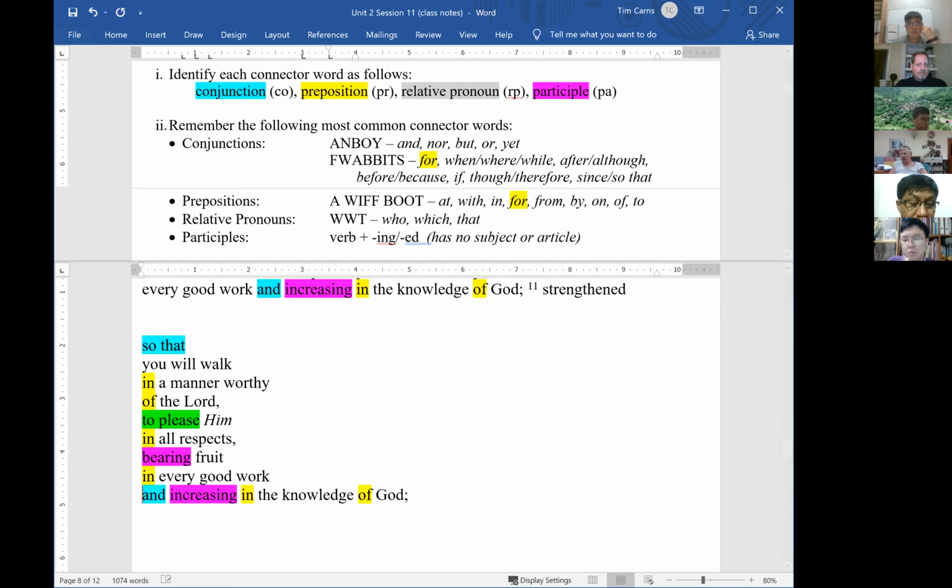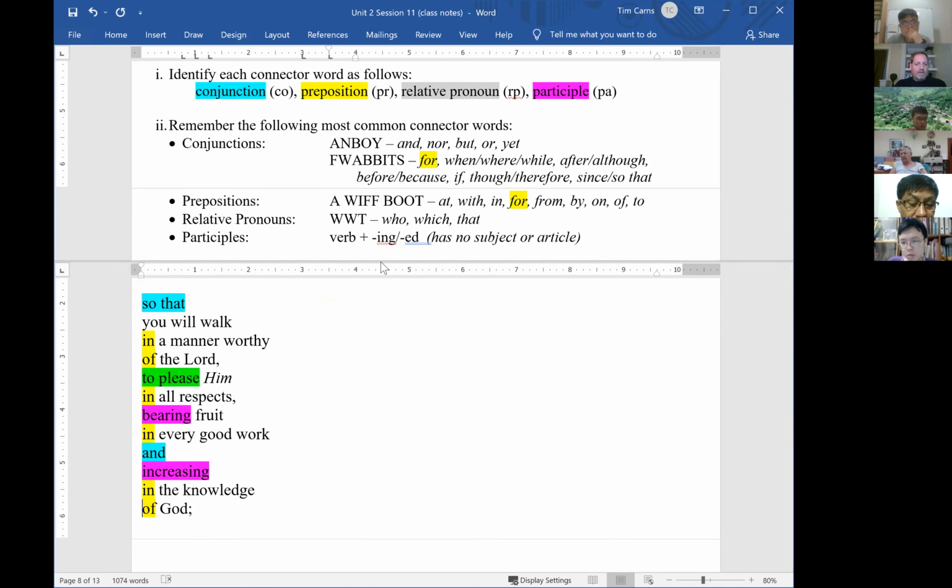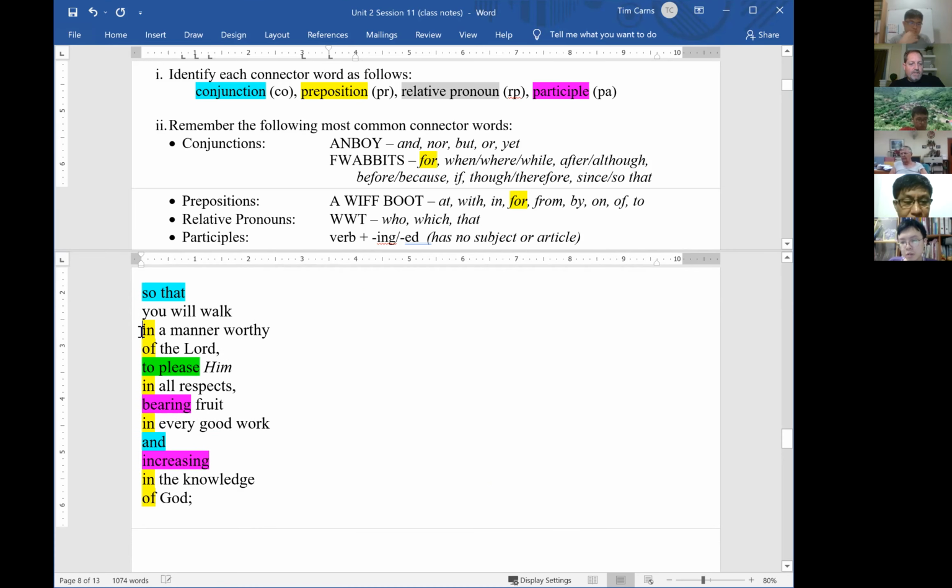And again, what we do is just break it at every connector: in the knowledge of God. All right, so that would be our second step in the diagram. You will walk, and then this phrase, in a manner worthy, is answering the question how you will walk. So it's going to modify the action. It's describing how the action is being done: in a manner worthy.